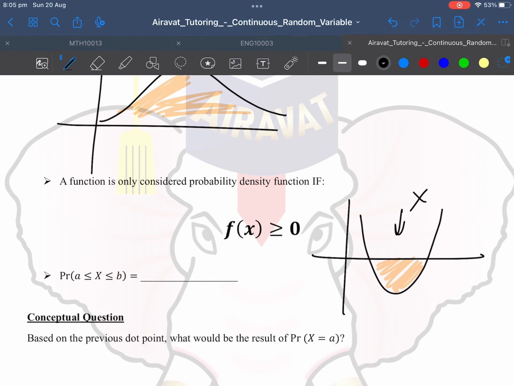So how do I write the probability of a less than or equal to x less than or equal to b? Well, what is probability in this chapter? It's area under the graph. And how do I calculate area under the graph? Integral. And what are our endpoints, our terminals? It's from a to b, f of x, and don't forget the dx. dx is very important, or else you lose 1 mark.